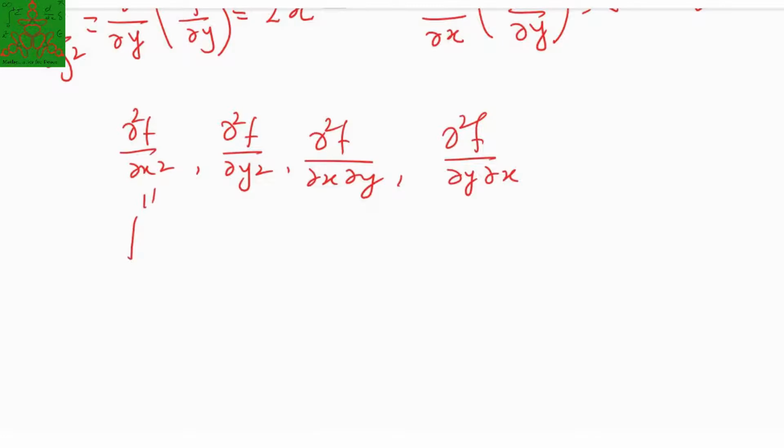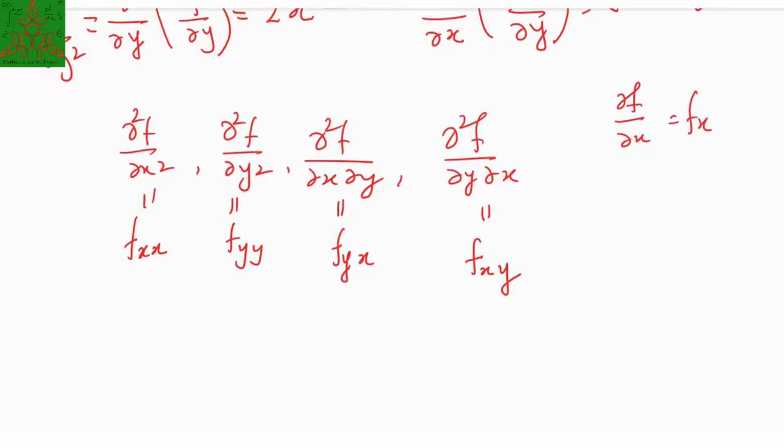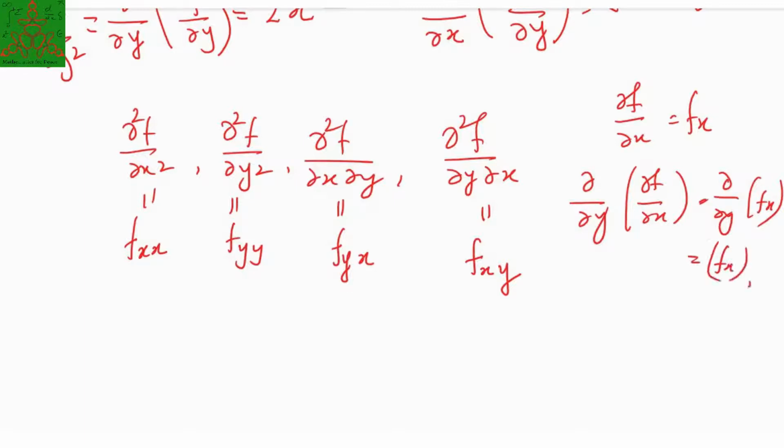This can be represented as fxx, this as fyy, this as fyx, and this as fxy. Because as you know, del f upon del x is represented as fx, and then you are differentiating this with respect to y, so it is del by del y of del f upon del x, that is del by del y of fx, so that is fxy, and this is nothing but del square f by del y del x.